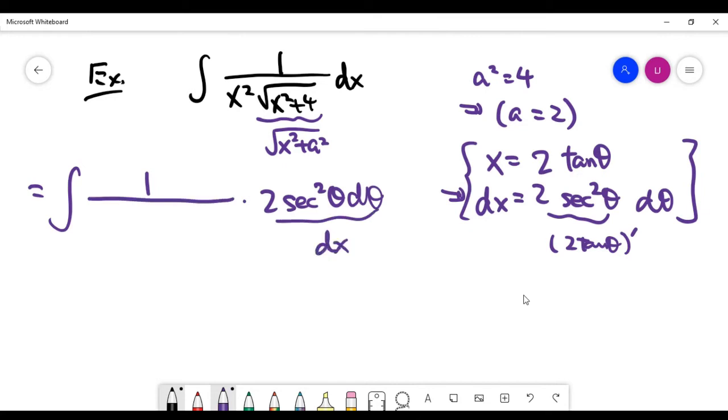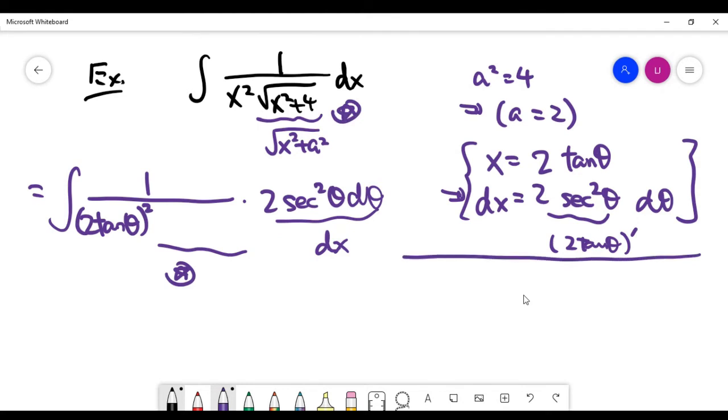And let's look at the bottom of the fraction. So x squared is clear because x squared is the same as 2 times tangent theta square. And let's look at the remaining term, which is about the square root. And that's the key here. We use the substitution x equals 2 times tangent theta because by using that, we can actually simplify this expression by taking out the square roots. Let's see how we can do that.